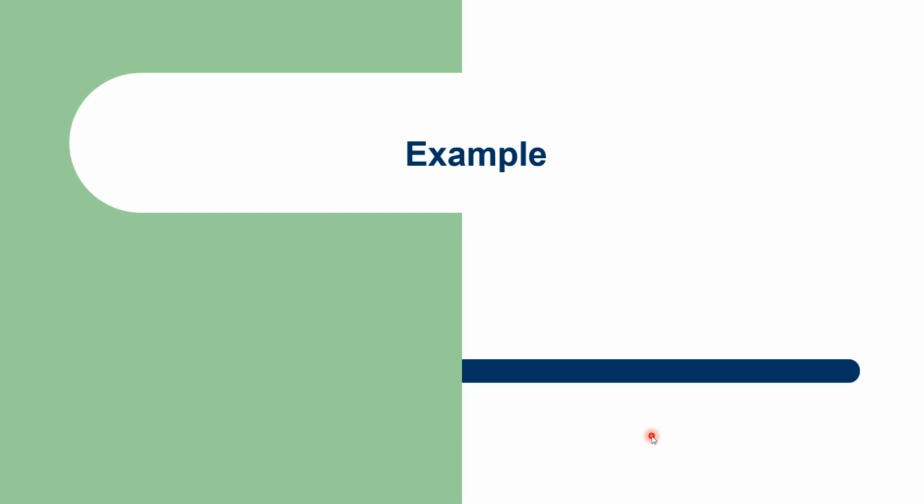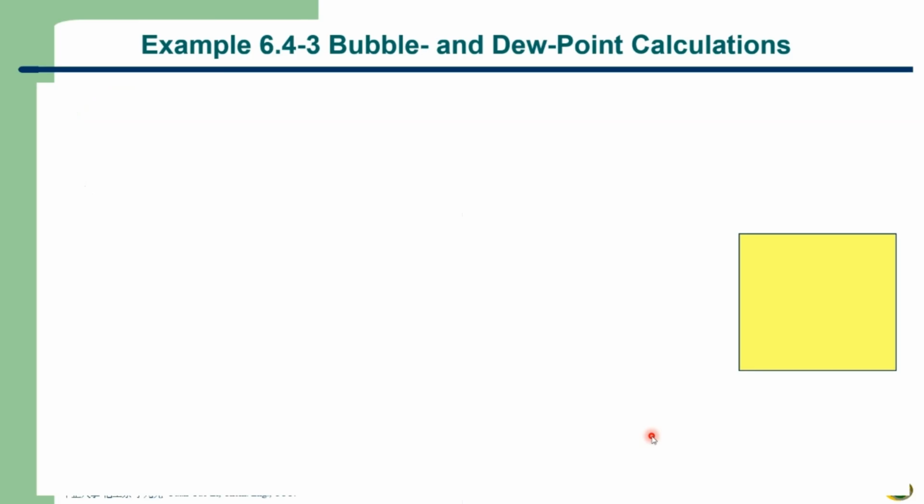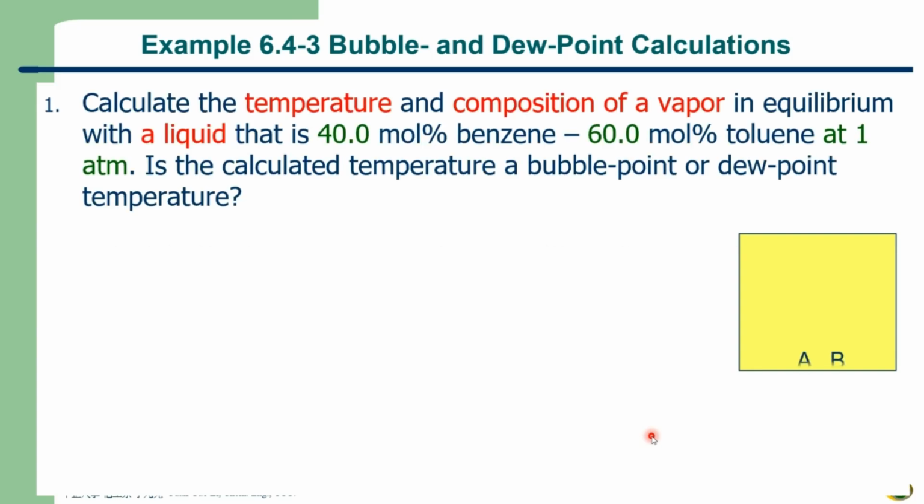This is the example I want to show you, and I want you to work with me because this is very important. Example 6.4-3, bubble and dew point calculations. Assume you have two species only. I want you to calculate the temperature and the composition of a vapor in equilibrium with a liquid that is 40% benzene and 60% toluene at 1 atm. This information tells you that in the liquid the benzene mole fraction is 0.4, toluene is 0.6, at 1 atm. So you keep the pressure constant.